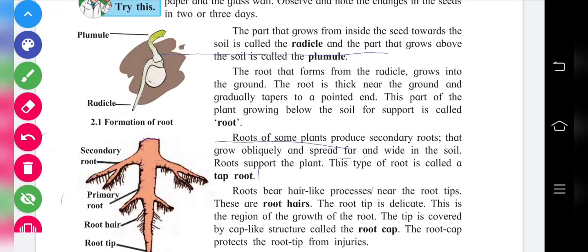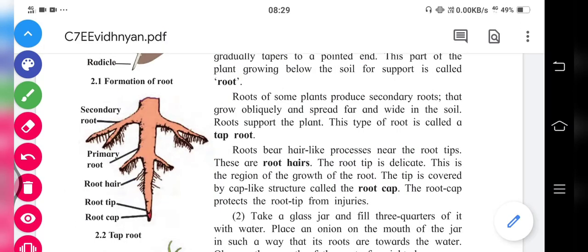Primary roots are the main roots. Primary roots grow straight down. Here is the primary root that grows obliquely and spreads far and wide in the soil. That root supports the plant. These types of roots are called primary roots. Primary root means the bigger roots.